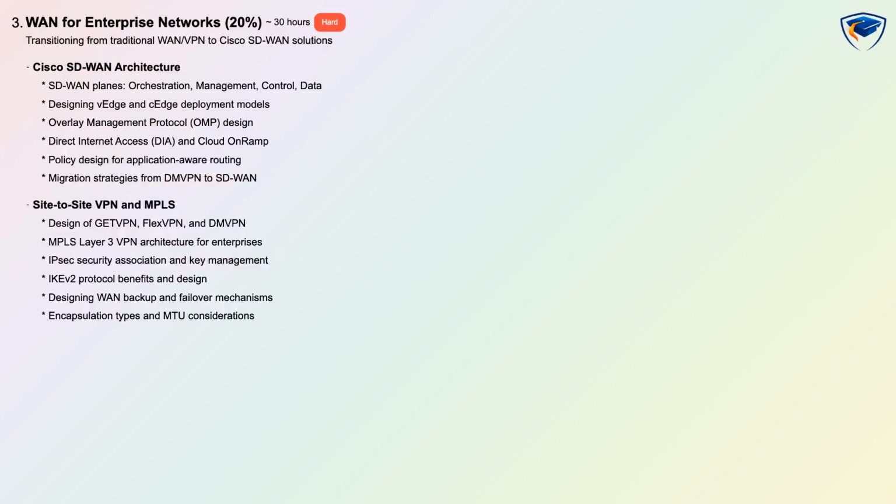WAN for Enterprise Networks represents 20% and focuses on transitioning from traditional WAN and VPN technologies to Cisco SD-WAN solutions. This hard domain requires about 30 hours of focused study and is assessed with scenario-based questions that test migration and operational choices. Expect to design SD-WAN planes and deployment models including vEdge and cEdge, OMP-based overlays, direct internet access and cloud on-ramp, and application-aware routing policies.